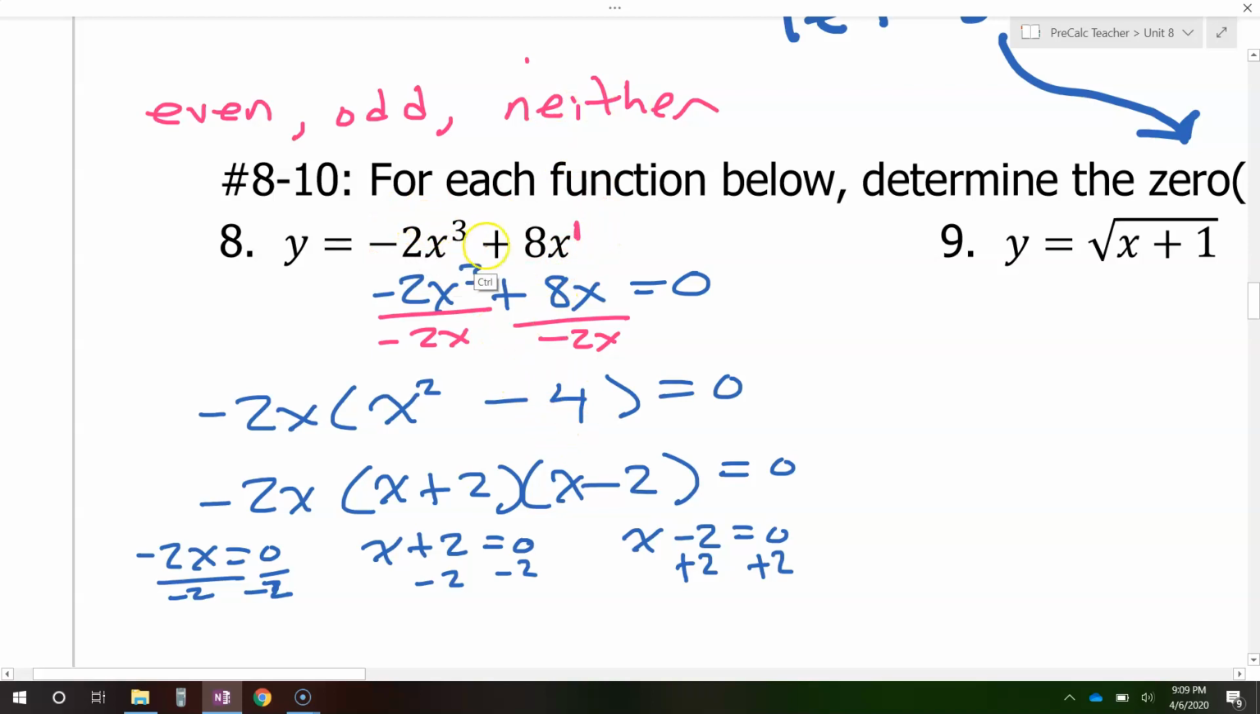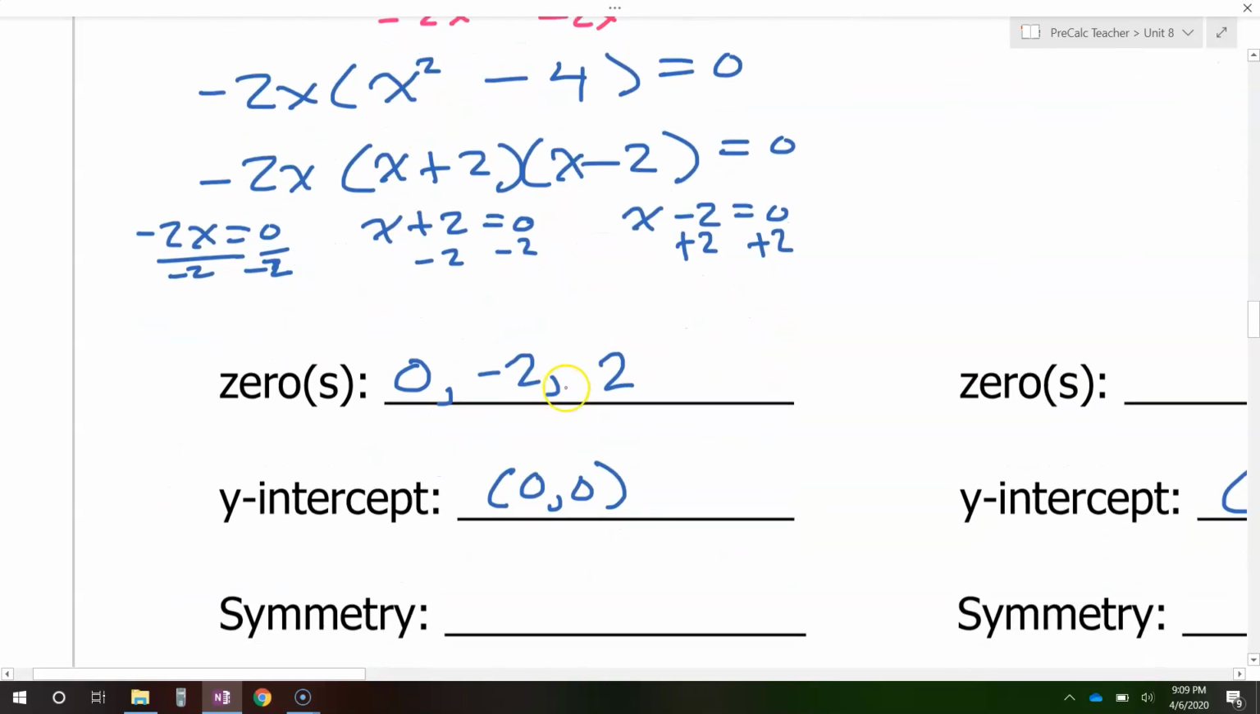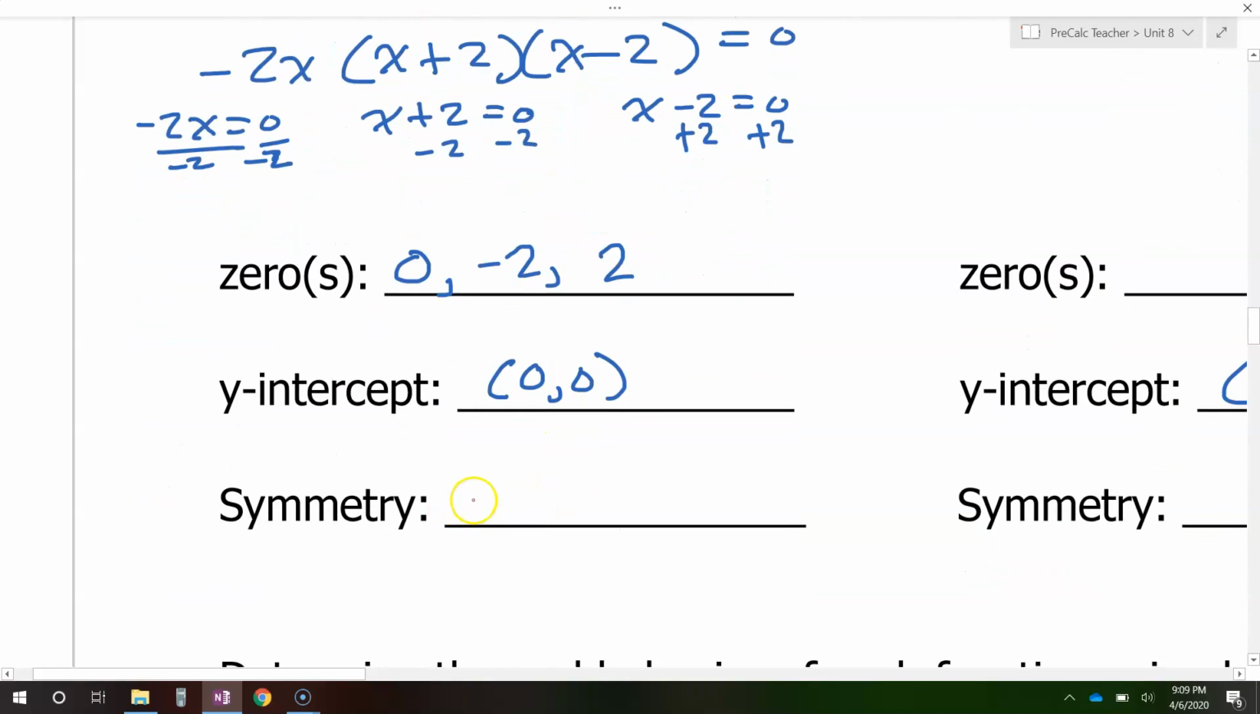So I can tell at a glance, because it's a polynomial, that this has odd symmetry. All of the exponents are odd. So that's a little shortcut that I like to use sometimes, but it seemed appropriate.